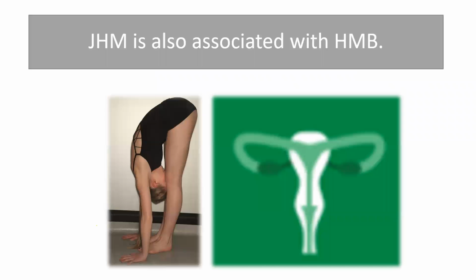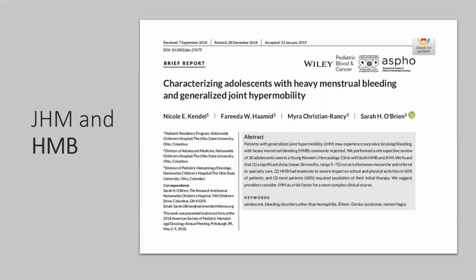Now, joint hypermobility is also associated with heavy menstrual bleeding. And this is a very nice article you can read by Kendall et al. They discuss the association between hypermobility and heavy menstrual bleeding in adolescents. They showed that the impact on school and physical activities in these patients was seen in 60%. Furthermore, they suggest that these patients are likely to have a more complex clinical course, and 68% of their patients required escalation of the initial therapy for heavy menstrual bleeding. They also demonstrated that there's often a long delay in recognizing these problems. In their patients, there was a mean delay of 38 months between menarche and referral to specialist care. And we also saw this in our patient who was only diagnosed about 4 years after menarche with the problem.